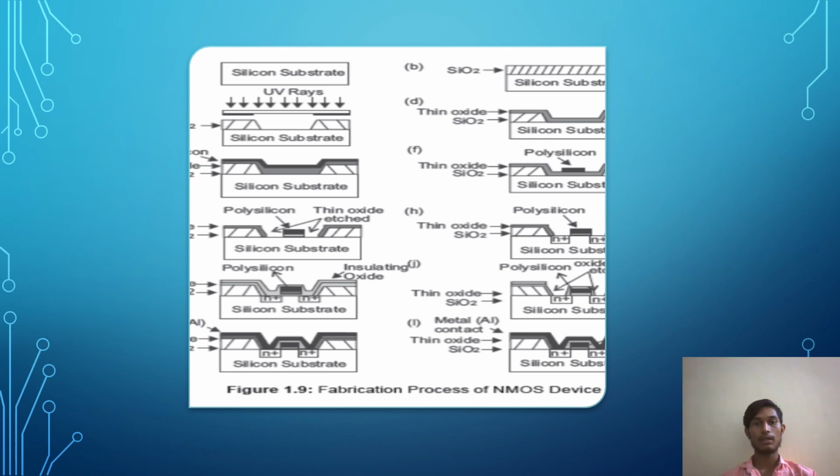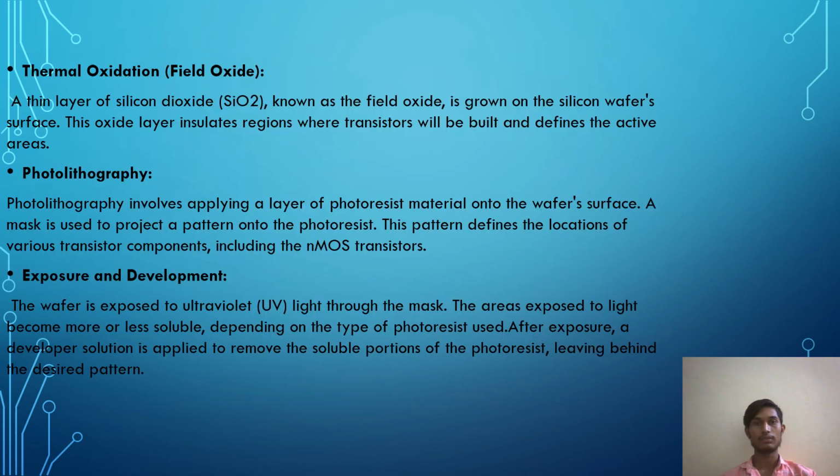These are the diagrams used in the fabrication process of NMOS transistors. Next is thermal oxidation. A thin layer of silicon dioxide, known as the field oxide, is grown on the silicon wafer surface. This oxide layer insulates the regions where transistors will be built and defines the active areas.